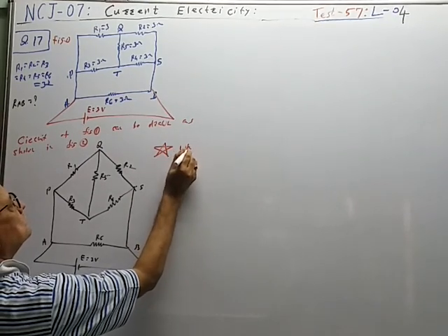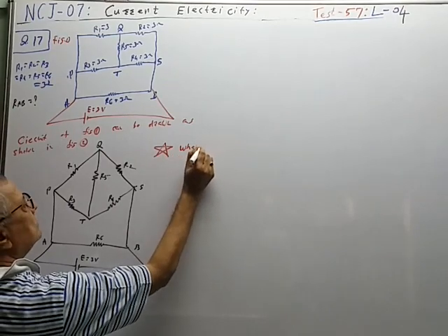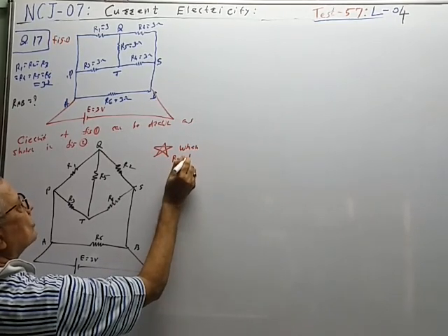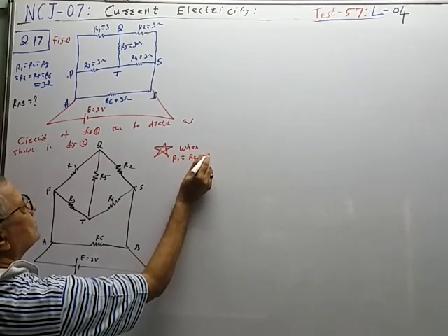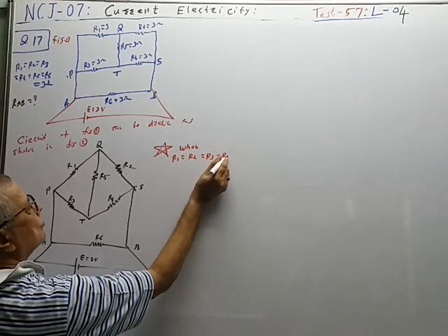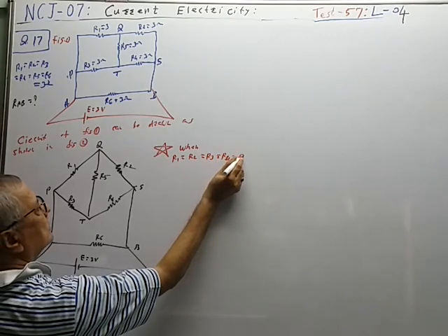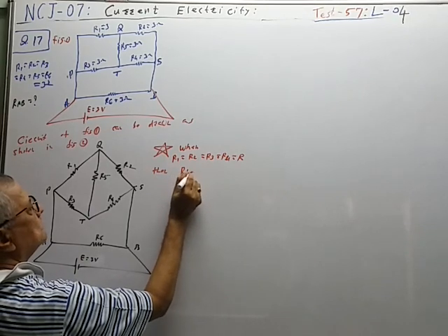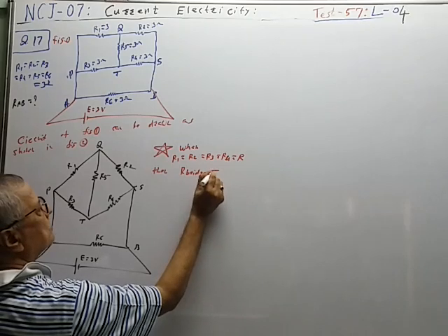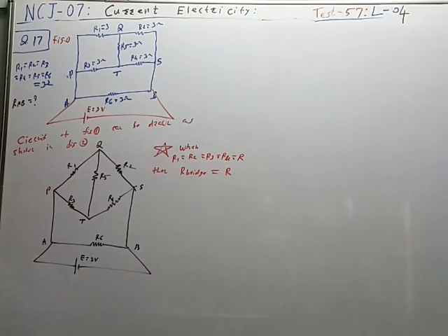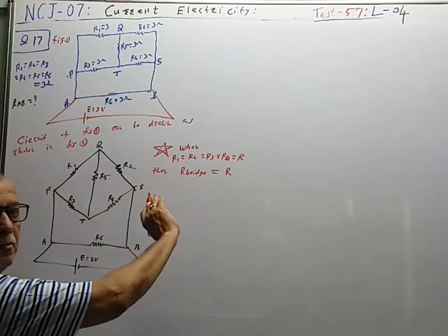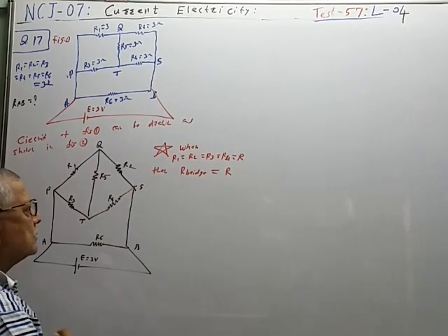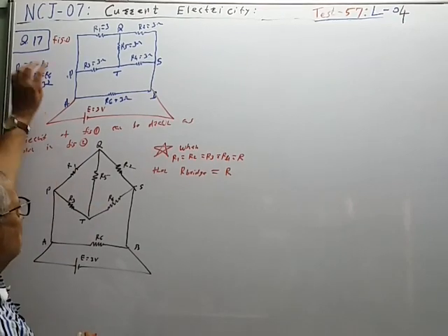When R1 is equal to R2 is equal to R3 is equal to R4 is equal to R, then R bridge is equal to R. हे फक्त इक्वल पाहिजे, याच्यावर ब्रिज बॅलन्स असतो. So we can prove this property separately. सध्या फक्त लक्षात ठेवा, नंतर आपण पुढे कुठेतरी ते प्रूव्ह करू. So this resistance is the R ohm.